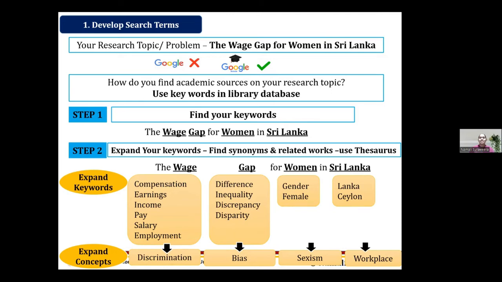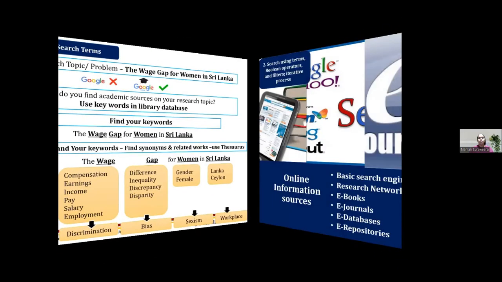So your searching options are not going to be finished right now. Now you are ready to search, because you have the research problem or research topic, you have figured out the keywords, you expanded the keywords, and you even expanded the concepts. So you have a clear idea about what you are looking for, you know the information that you want, and then you can move on to finding information.